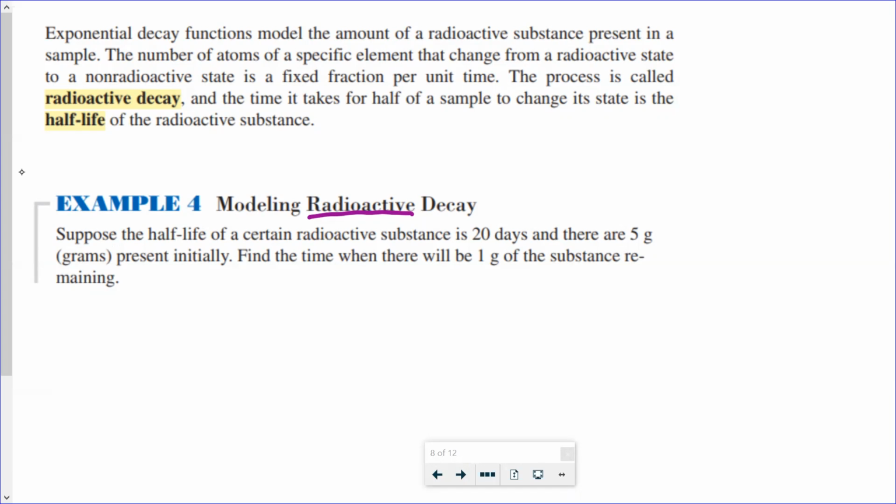And the time it takes for half of a sample to change its state is its half-life of the radioactive substance. All right, so maybe you've heard of carbon dating. Carbon dating is a method that scientists have found to be able to look at something and say, hey, how old is this artifact that we found? And it's based on the fact that there are two types of carbon. There's carbon-14 and carbon-12. Carbon-14 is radioactive and carbon-12 is not.